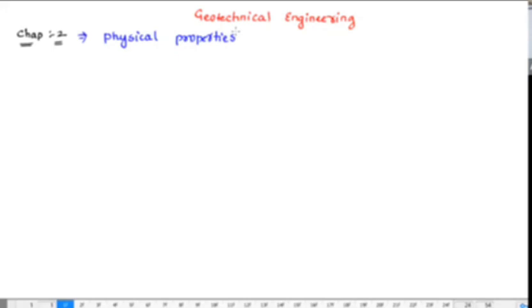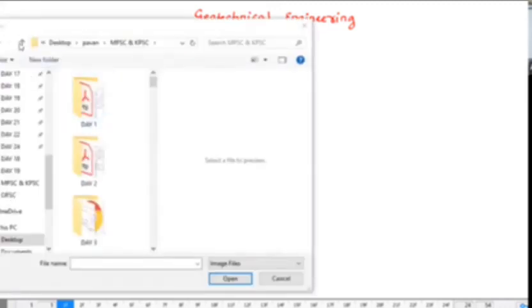Those voids get filled with either air or water. So in a given soil, in a partially saturated state, there are solids, there is water, and there is air. Yes, I have discussed this by using one phase diagram. Now let me show that.